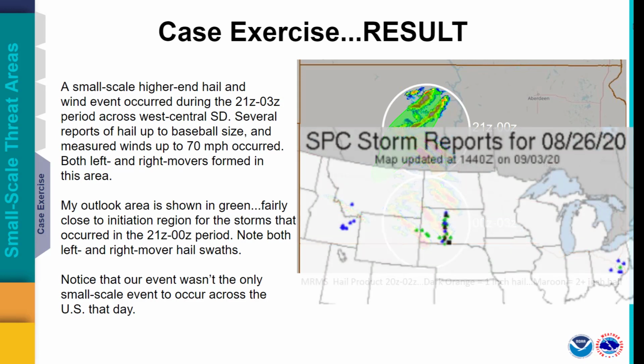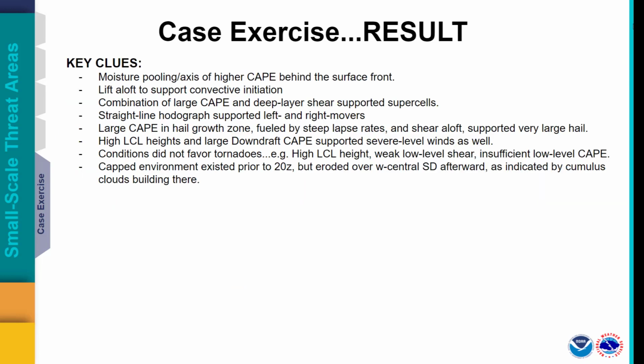Here is the SPC reports map showing our event in west central South Dakota, along with other small-scale events across the U.S. that the mesoanalyst could help target. Here's a review of key environmental clues to help target this event. There was moisture pooling, an axis of higher dew points leading to an axis of higher CAPE behind the surface front, rather than in the supposed warm sector. There was lift aloft, as well as through weak moisture convergence to support convective initiation.